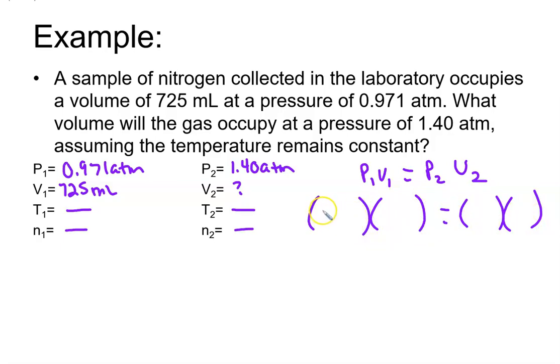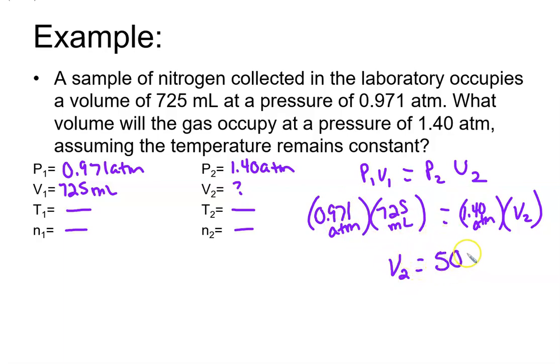So we've got 0.971 atmospheres starting at 725 milliliters, and we are looking to change the pressure, so we're increasing that pressure. What's going to happen to the volume? We're going to multiply and divide by the 1.4, and you would find that the new volume, three significant digits, is 503, and the unit is going to be the same as that one. It's going to be in milliliters. Okay, that's Boyle's law.